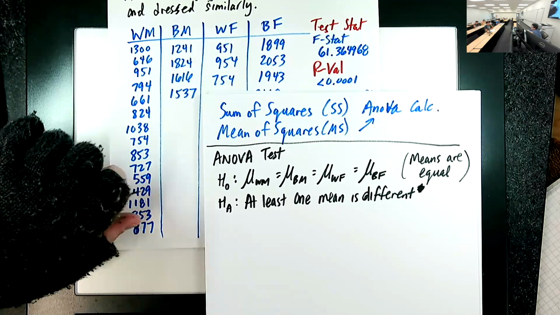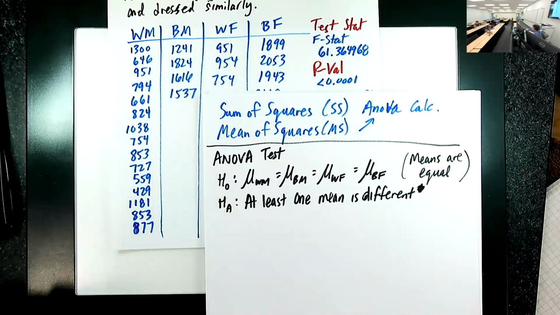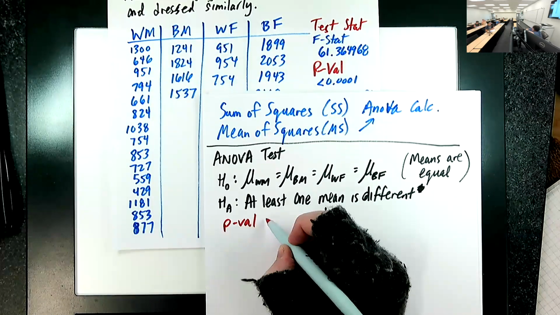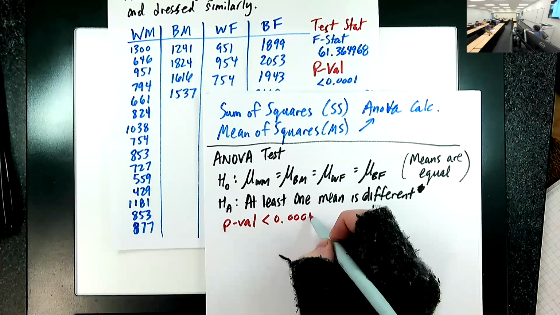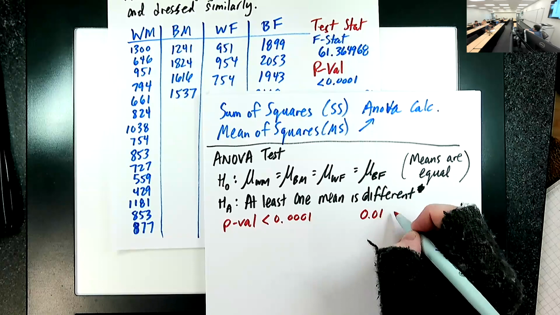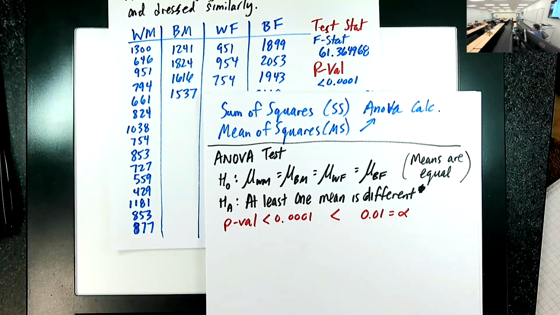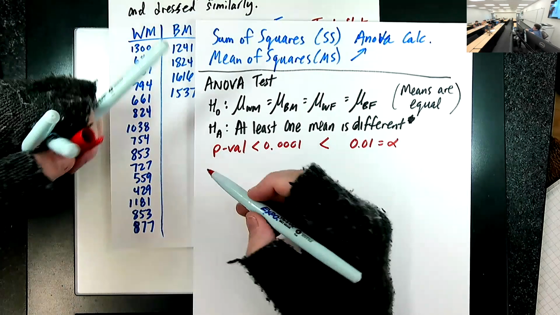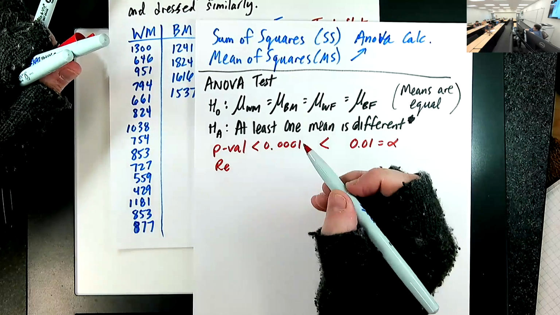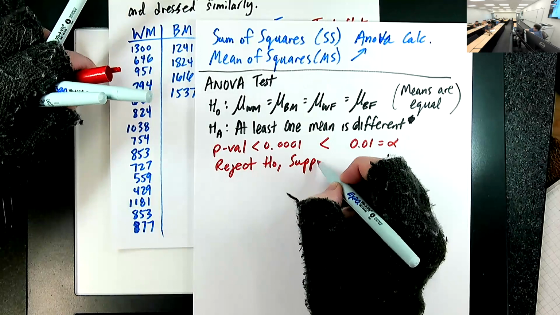All right, we have our test stat and our p-value. We need the p-value. My p-value is listed as 0.0, or less than 0.0001. Let's say alpha is 0.01. We're still less than it, which means we're still going to reject H naught. P-value's too low, reject H naught, support HA.